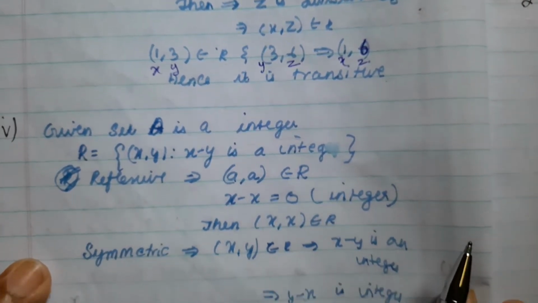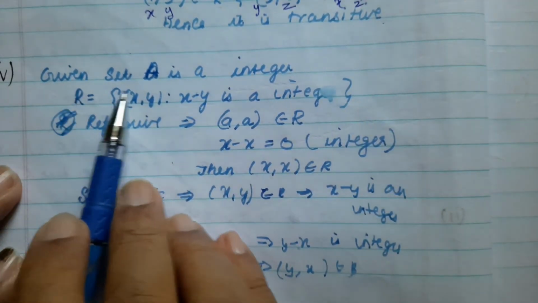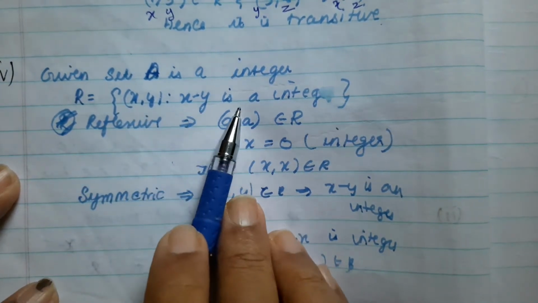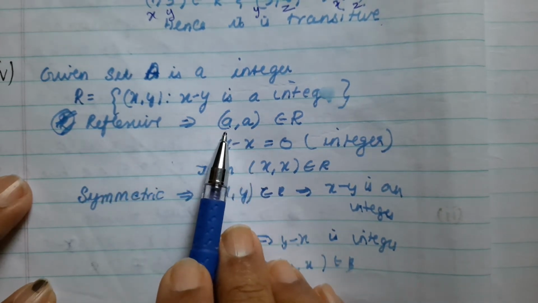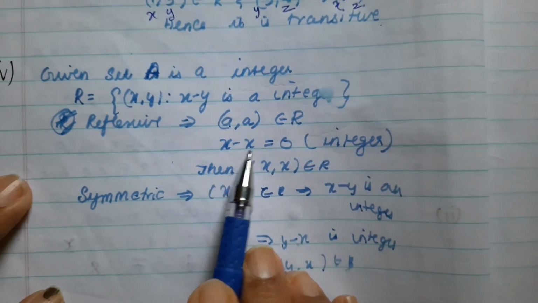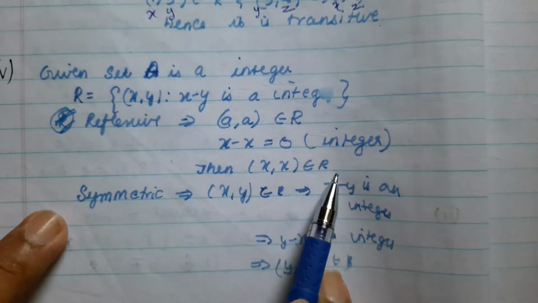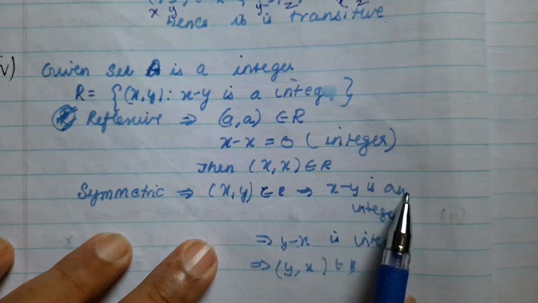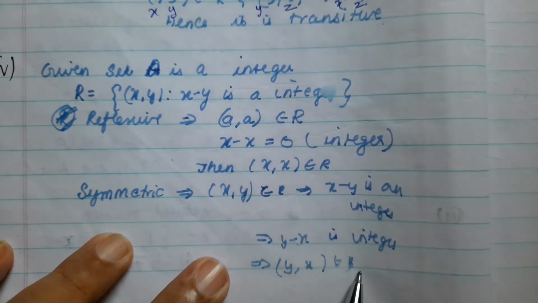Next, fourth question. Given set A is integers, R is (x, y) such that x minus y is an integer. First one, reflexive. We are taking the element a belongs to R. Then x minus x equal to 0. So 0 is an integer. Then (x, x) belongs to R. Symmetric. (x, y) belongs to R and x minus y is an integer. So y minus x is an integer. So (y, x) belongs to R.